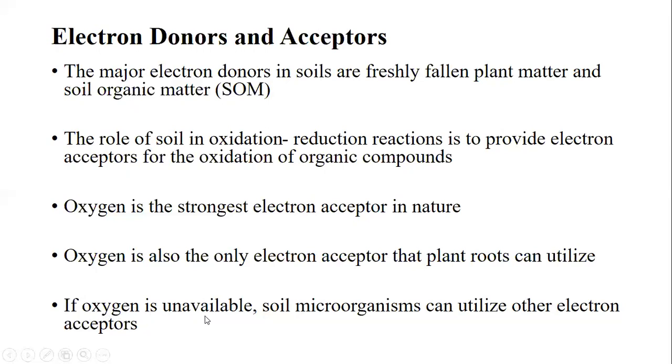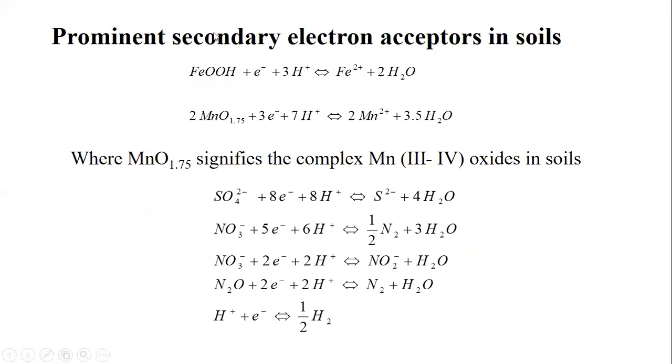If oxygen is unavailable, soil microorganisms can utilize other electron acceptors. Remember, plant roots cannot. They can utilize only oxygen, but microorganisms can utilize other electron acceptors, not only oxygen. That's the difference between microorganisms and plant roots. What are the other, secondary ones? Remember, the primary, major one is oxygen, but we also have prominent secondary electron acceptors in soils. If oxygen is not there, what are the other ones that can do the job?